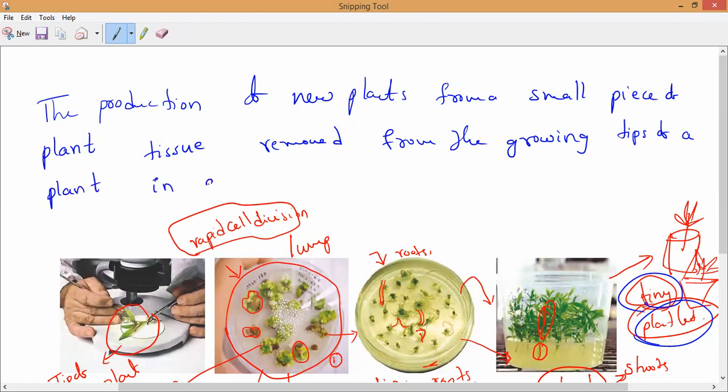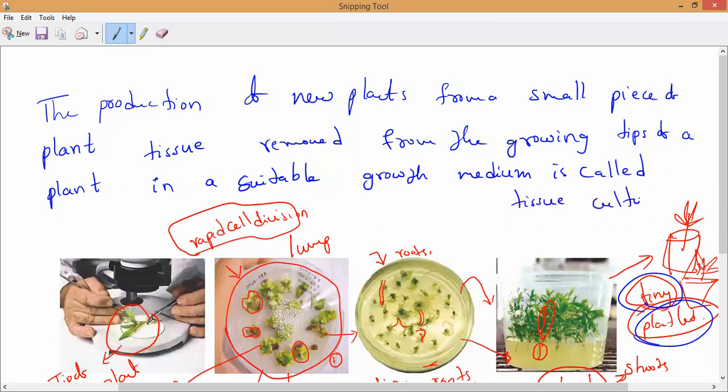In a suitable growth medium is called tissue culture.